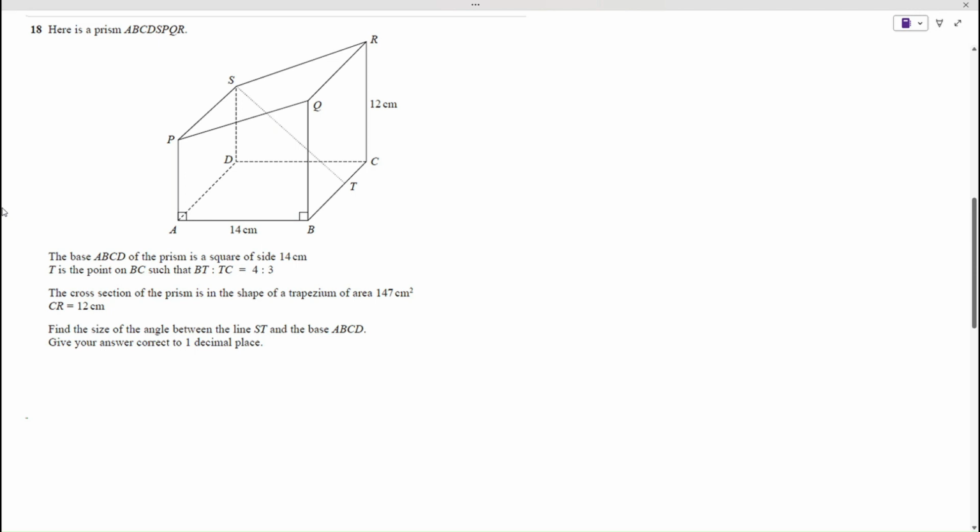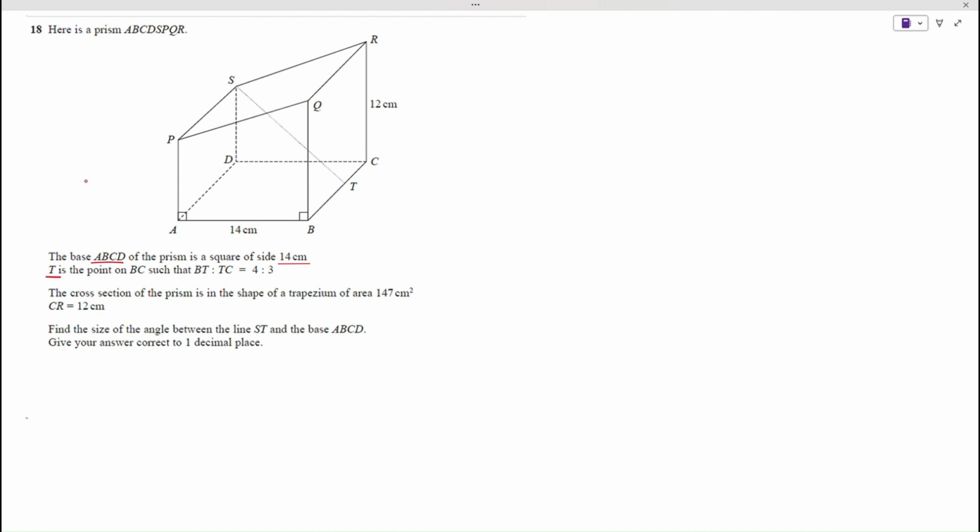In this video, we will be doing a GCSE past paper question on 3D trig. So here we have our question. So here is our prism, ABCDSPQR. We have a diagram of our prism. And so the base of ABCD is a square of side 14 centimeters.